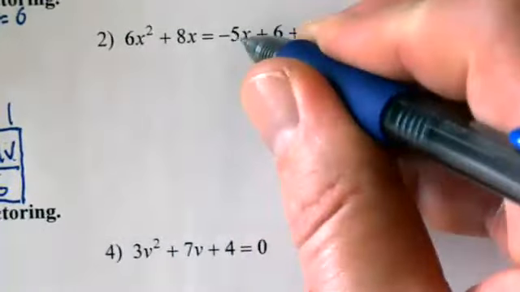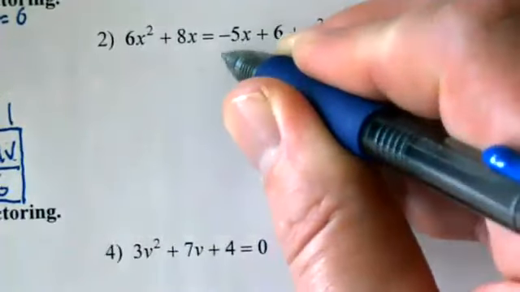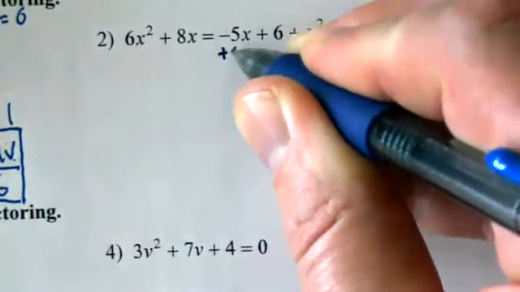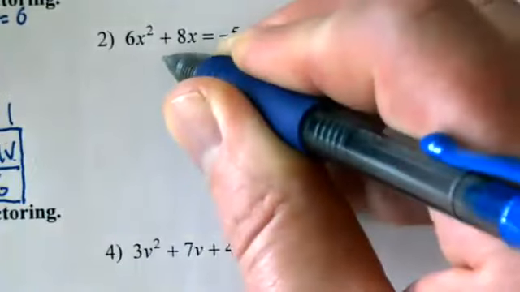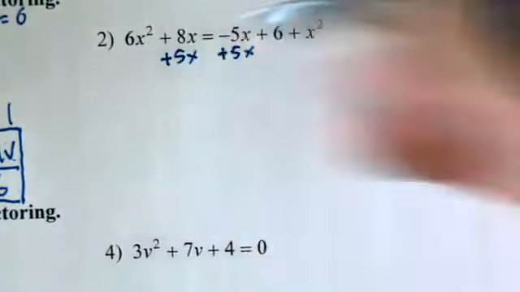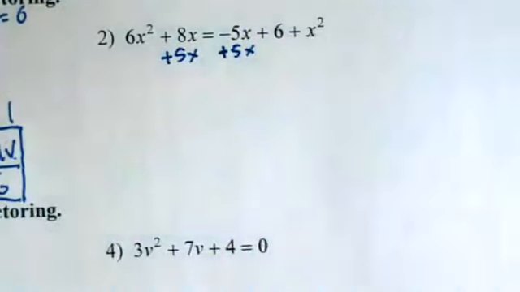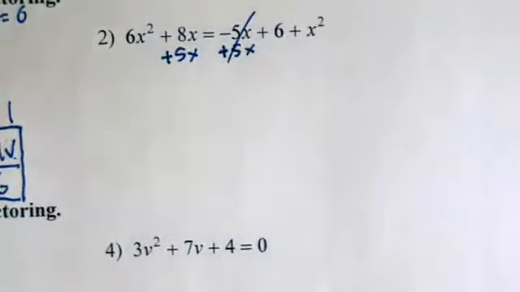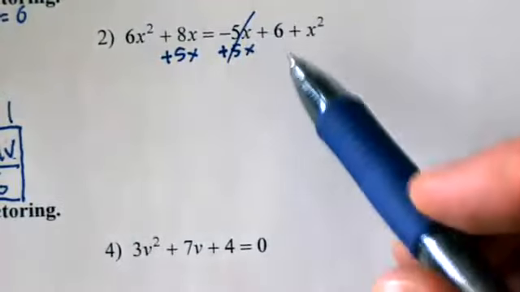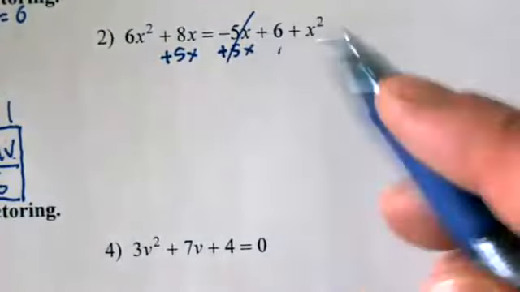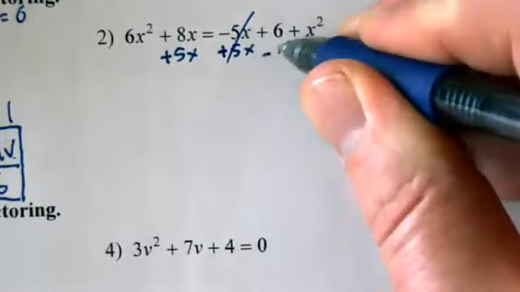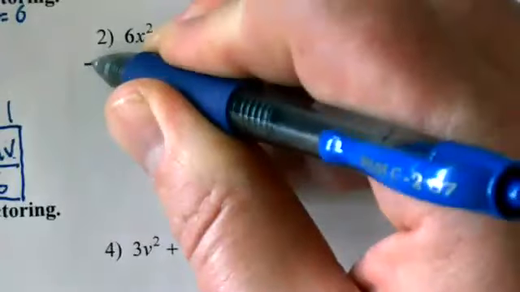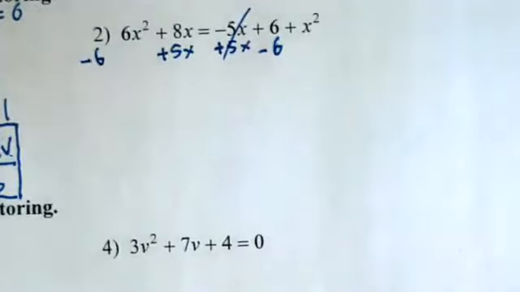How am I going to get rid of this minus 5x? We'll do plus 5x on both sides. And I'm going to line it up underneath the 8 because those are like terms. Now these are going to cancel. How shall I get rid of this plus 6? Minus 6 on both sides. I'm going to tuck this out front because there's no like term to write it underneath.